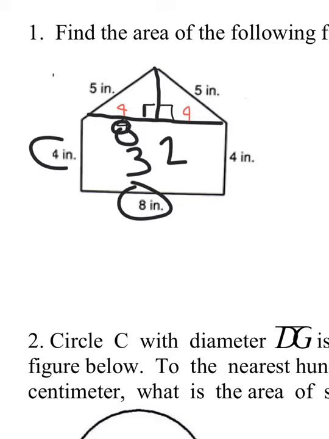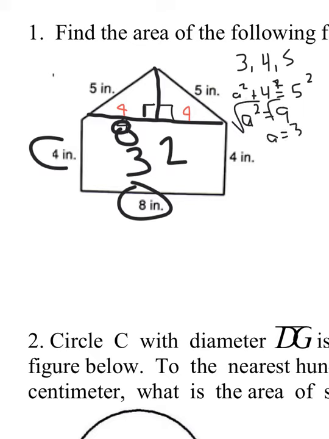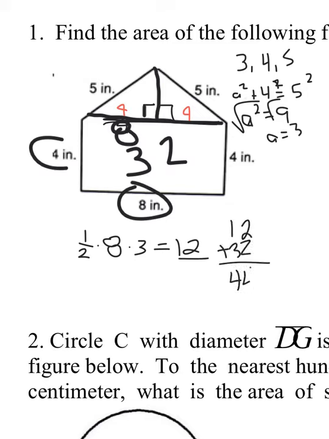So if you know your Pythagorean triples, it's 3, 4, 5. But even if you don't, a squared plus 4 squared equals 5 squared. 25 minus 16 is 9. Square root that, a equals 3. So 1/2 times base of 8, don't forget that whole bottom is 8, times height of 3, which is 12. So 12 plus the 32 you got for the rectangle, 44.